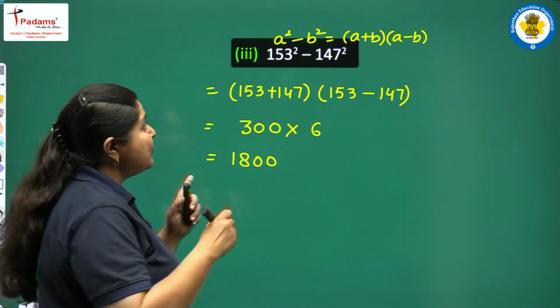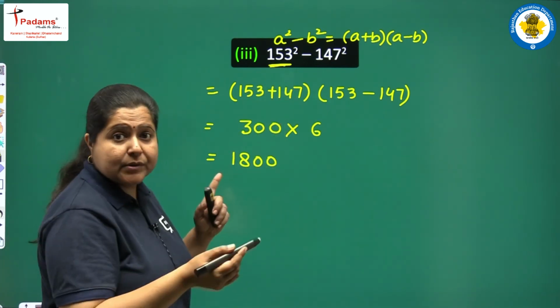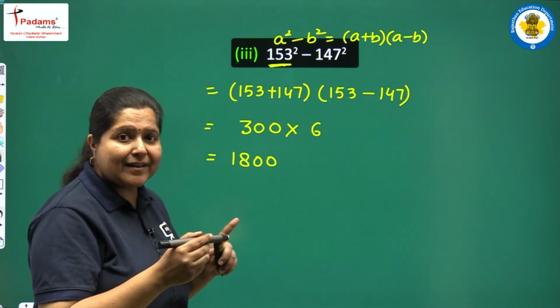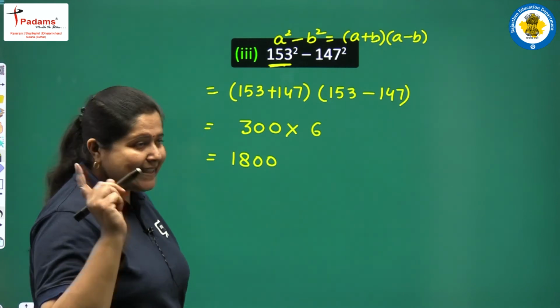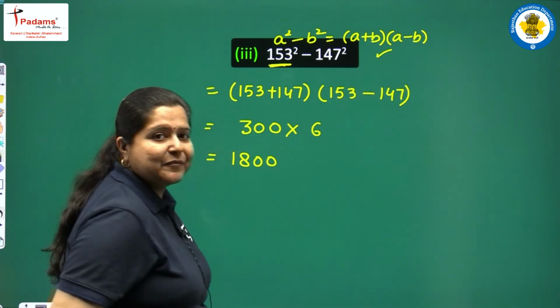इसी की जगह अगर आप पहले 153 का स्क्वायर फाइंड आउट करते, फिर 147 स्क्वायर करते और फिर सब्ट्रैक्ट करते, आंसर तो यही आता, पर कितना टाइम लग जाता. इसीलिए ये आइडेंटिटीज़ हमेशा हेल्पफुल रहती हैं.